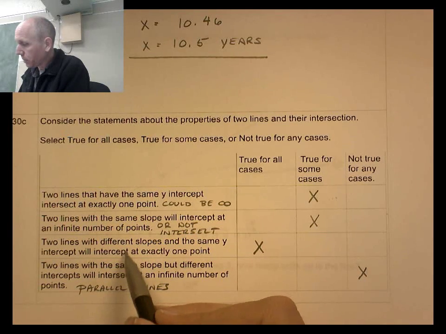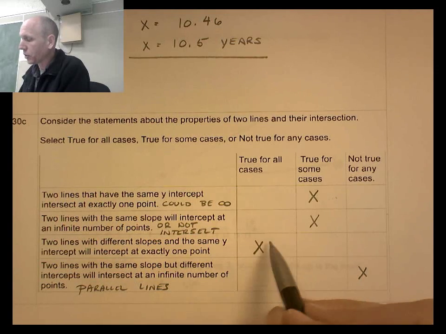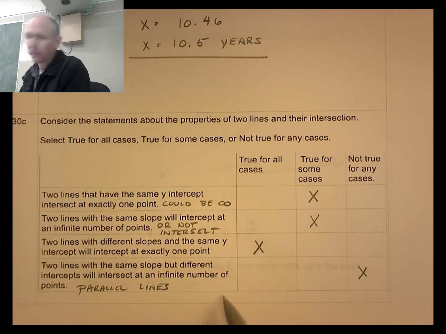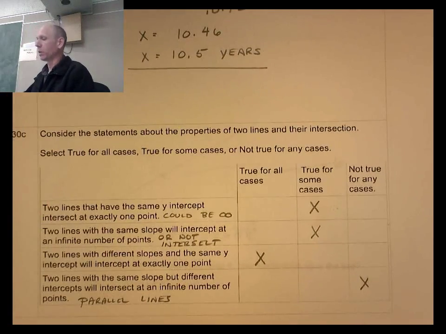Two lines with different slopes and the same y-intercept will intersect at exactly one point. That's true. Different slopes always intersect. And two lines with the same slope but different intercepts will intersect at an infinite number of points. No, those are actually parallel lines, so that won't work. Okay, that's it. Bye-bye.